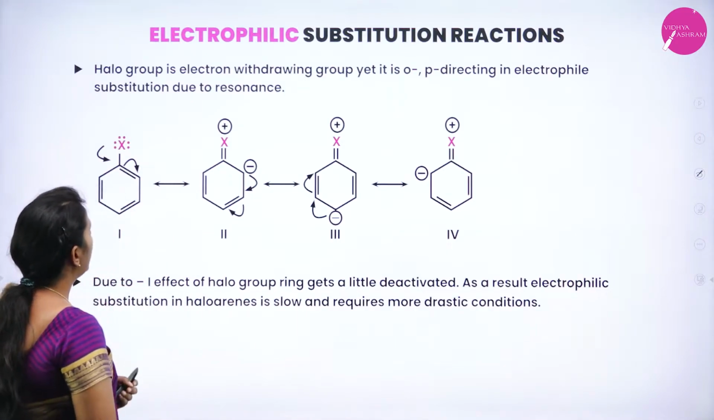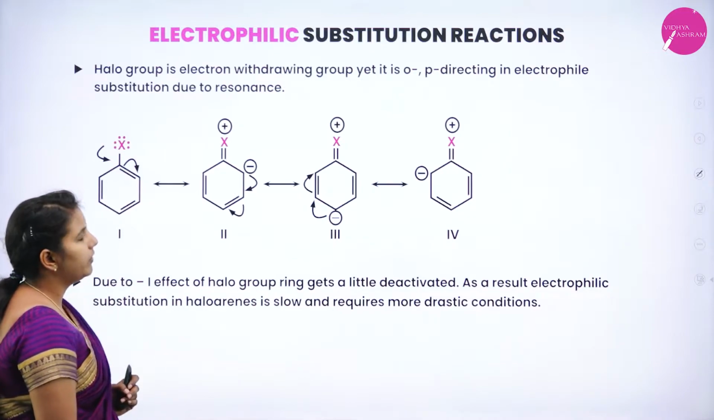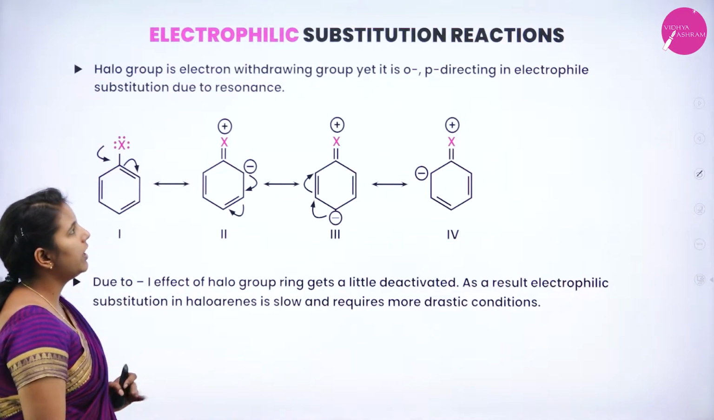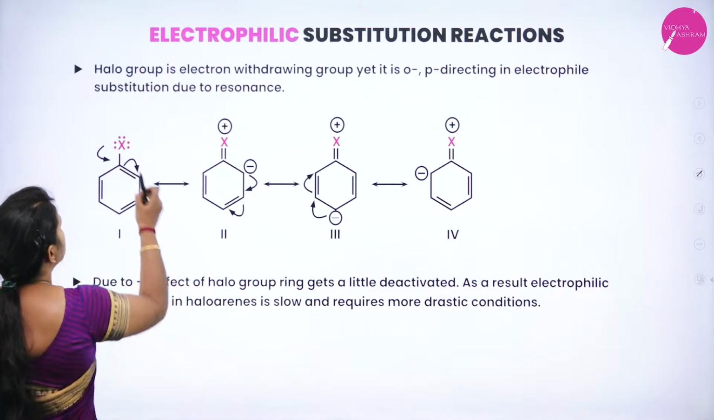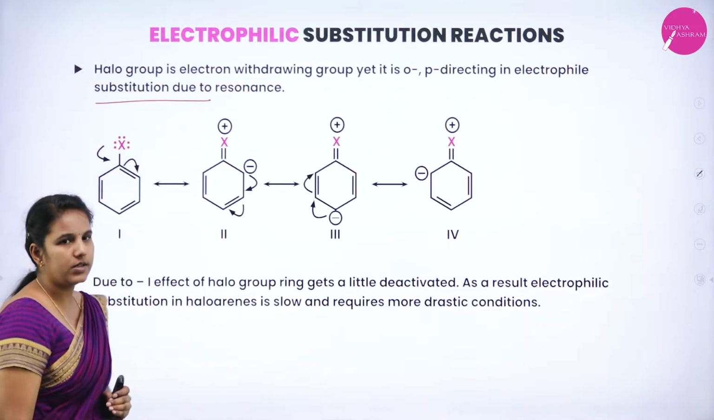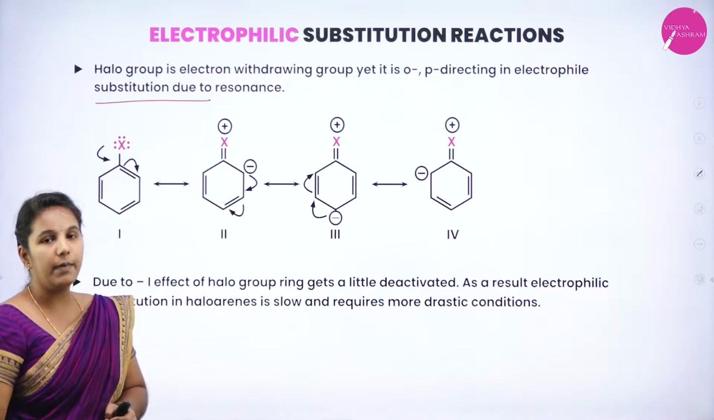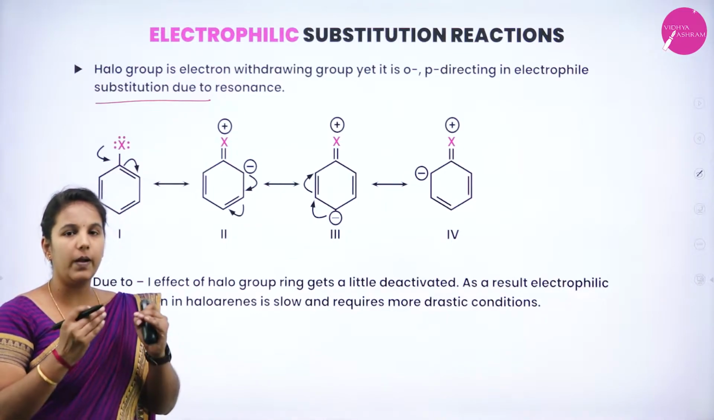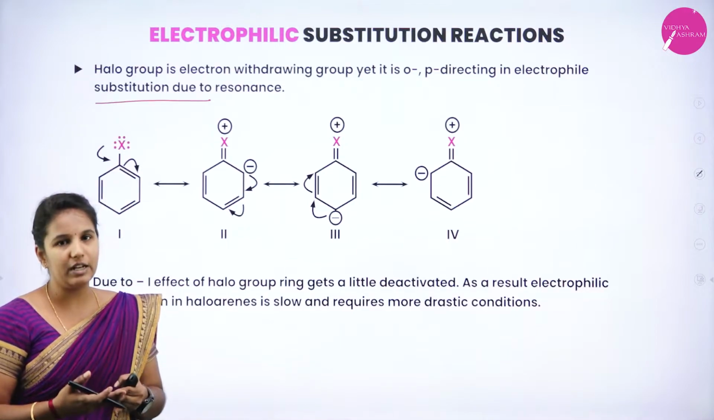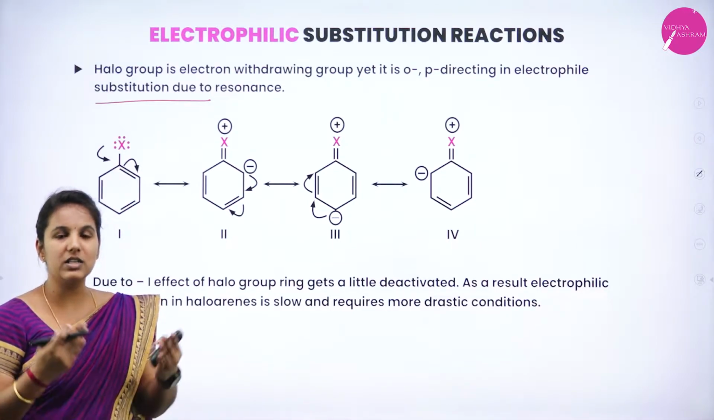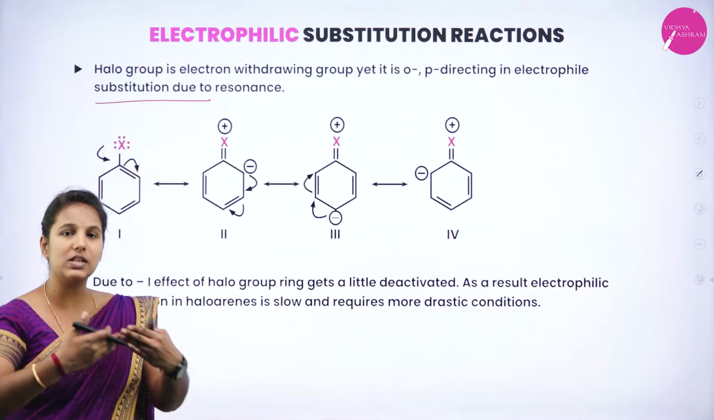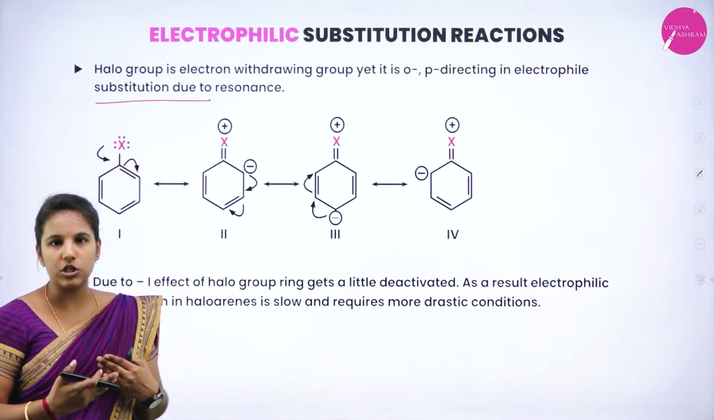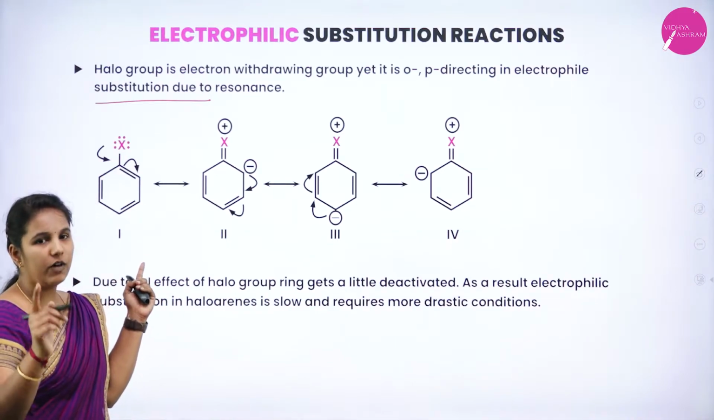The halo group is an electron withdrawing group, as we all know, and it is ortho and para directing in electrophilic substitution reactions due to resonance. We have already understood, by looking at the resonance structures of haloarenes, that at the ortho and para positions it gets a negative charge. Wherever it gets the negative charge, our electrophile can easily be attracted towards that negatively charged center, thereby forming an electrophilic substitution reaction.